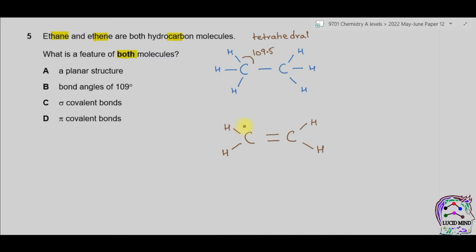While in this one, we can see each carbon is making 3 bonds, so the bond angle is 120 degrees each. And in this one, carbon is planar. So planar structure is only in ethene. Bond angle of 109 is only in ethane.